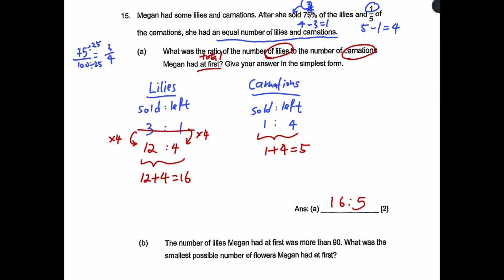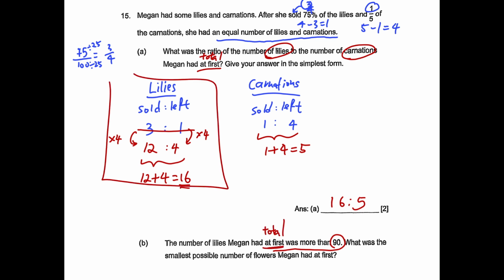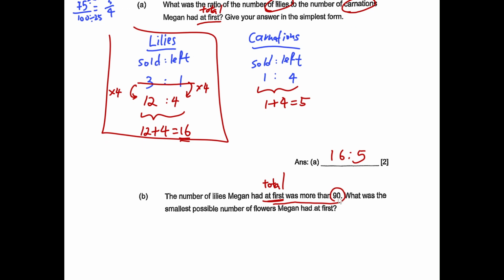Moving on, the number of lilies Megan had at first was more than 90. So the total, remember, is 16. At first means total. Okay, more than 90. What's the smallest possible number of flowers Megan had at first? More than 90, but must be divisible by 16. So we need to write out the multiples of 16. Okay, 16, 32. Need to get the help of the calculator.